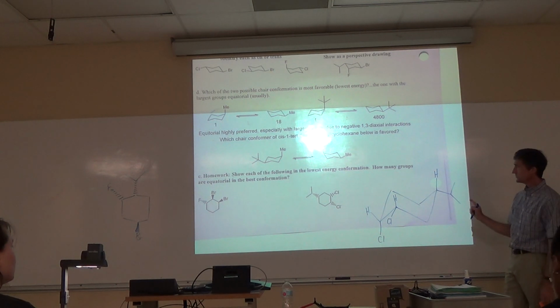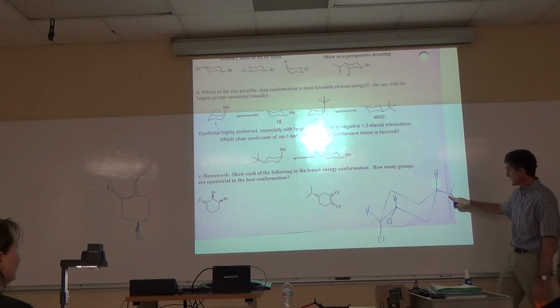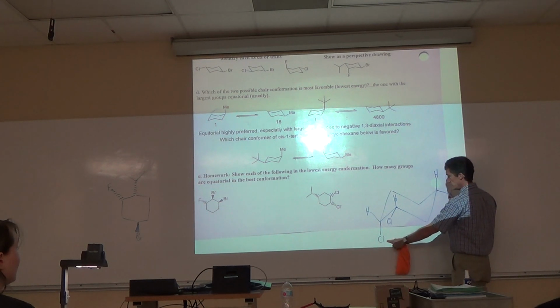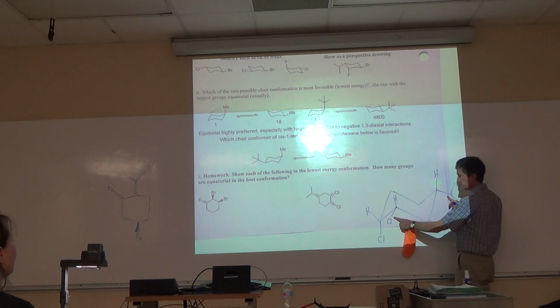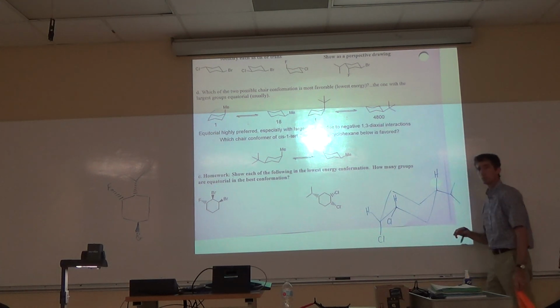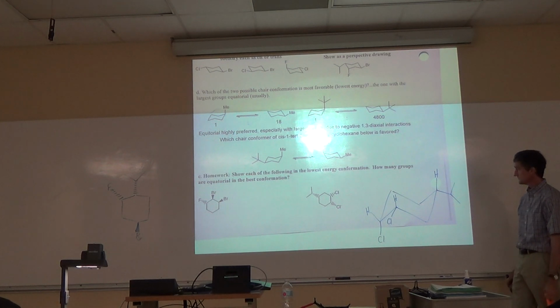Is this the best, or do we need to do a ring flip? If we did a ring flip, would that be better? No, it would be worse. These two would go equatorial. No, I'm sorry. These two would go axial, and that would be equatorial. We'd only have one group equatorial. Again, I think the isopropyl is a bigger group.